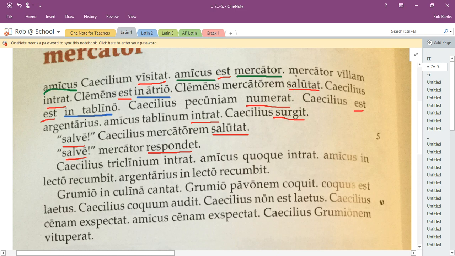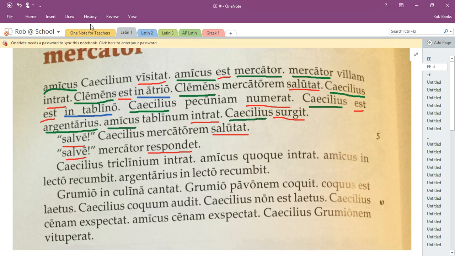Right? So Mercator is a nominative. It is a subject. Same thing for Clemens, right? And S is not an ending. Okay, Caecilius is the second declension nominative singular, again, Caecilius. Yeah, Caecilius yet again. Argentarius, long word, but still just a second declension, nominative singular because of that us ending. Amicus again, and Caecilius.